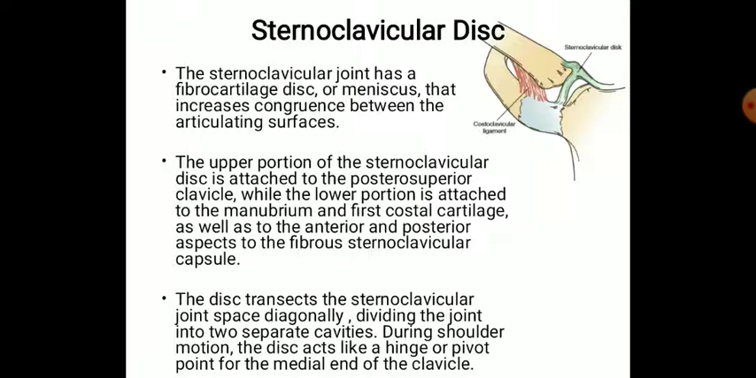During shoulder movements, the disc acts as a hinge or pivot point for the medial end of the clavicle. As you can see in this picture, the disc is dividing the joint into two cavities, one superior and one inferior. Whenever the shoulder joint is moving, this particular point acts as a pivot point. That means this is the point where the movements rotate, having some axis of rotation with the shoulder joint.